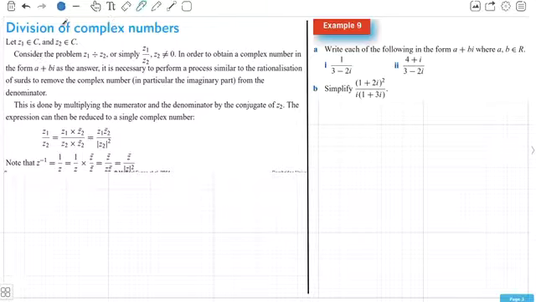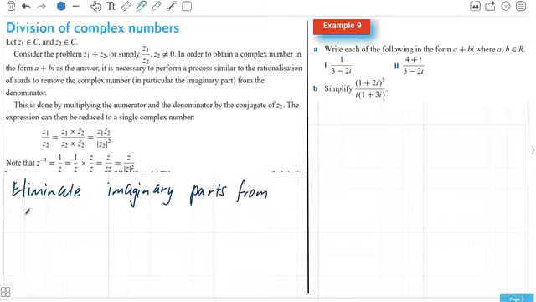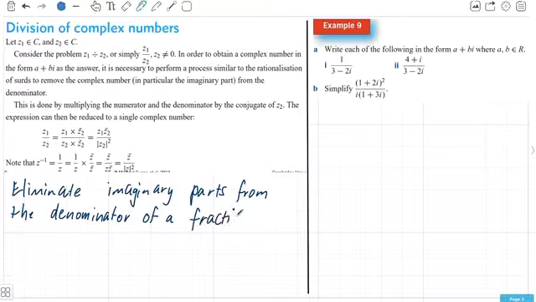So in your notes I'd put your title, division of complex numbers, and what I'd be writing down there is that you need to make sure that you have no complex numbers on the bottom of a fraction. So we always want to try and eliminate imaginary parts from the denominator of a fraction. I'll show you an example of that underneath.